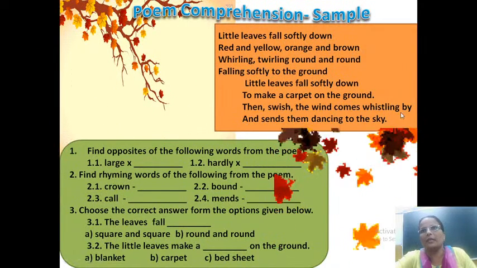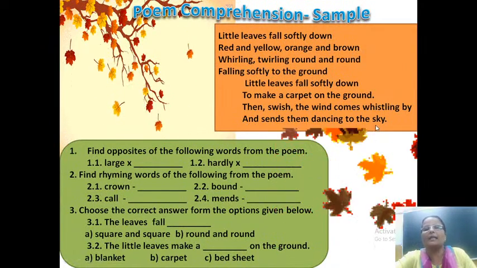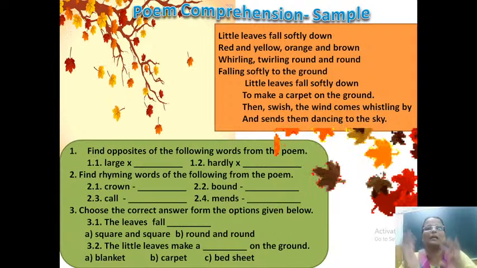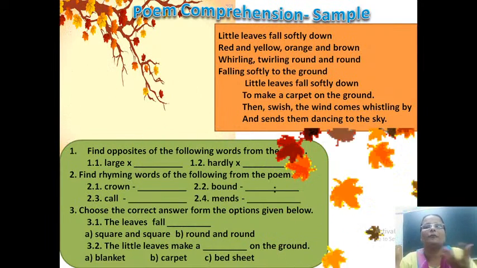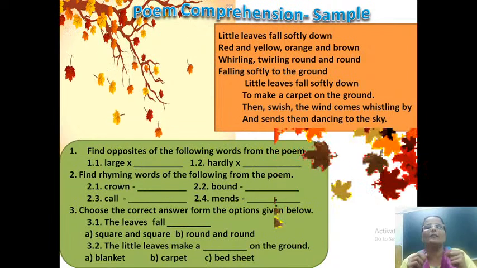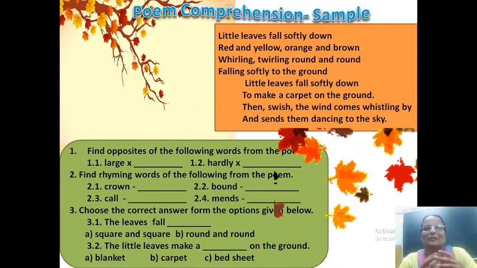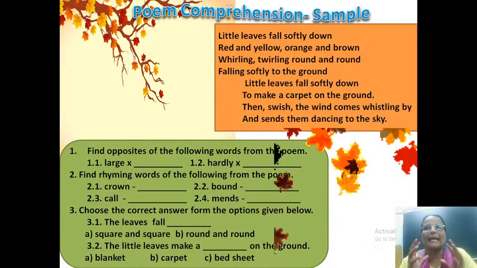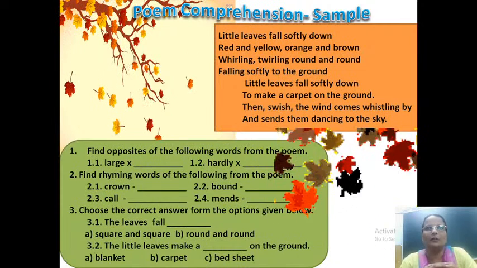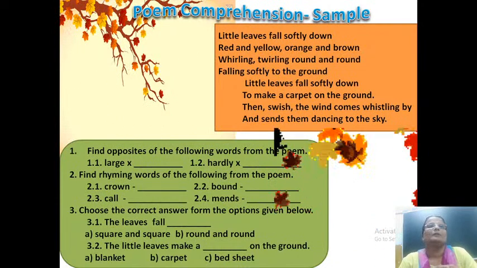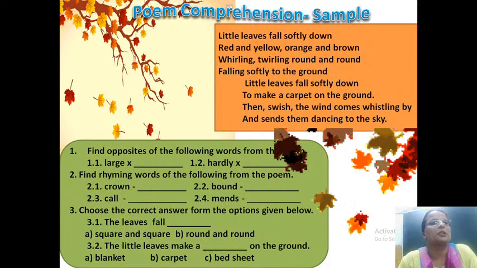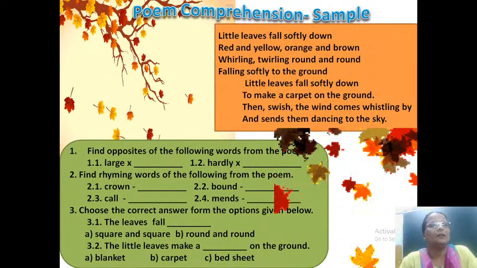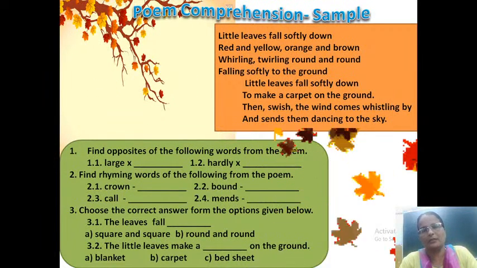Then swish, the wind came whistling by and sends them dancing to the sky, and took these leaves away from the ground to the sky. The poet says that the wind has taken the dry leaves to the sky just for a dance. That is the imagination of the poet. Wonderful imagination, right? These 8 lines have to be written by you immediately in your notebook as a sample of poem comprehension. Then we will solve the questions based on this poem.